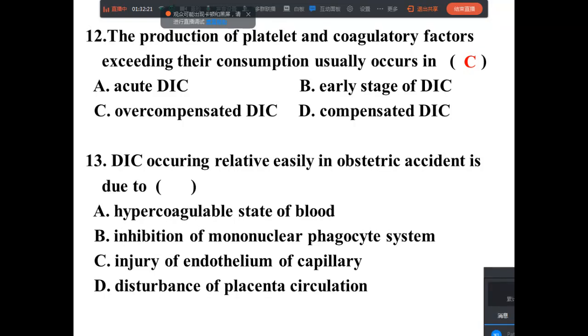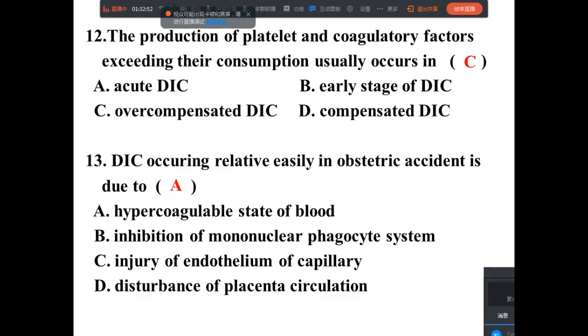DIC occurs relatively easily in obstetric accidents due to the placenta. Now, the disseminated placenta has a lot of tissue factor. So now tissue factor can stimulate coagulation.